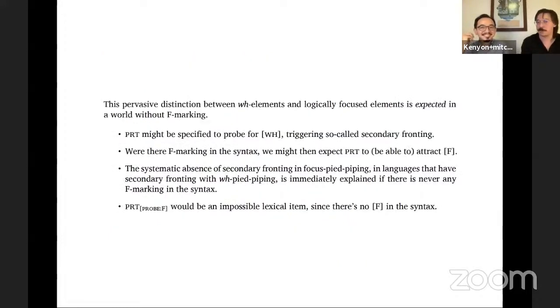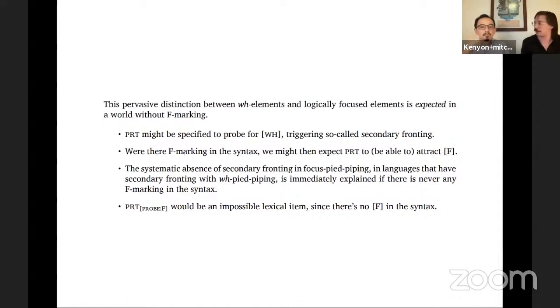So this pervasive distinction between WH elements and logically focused elements is exactly the sort of thing that we would expect in a world without F marking, where there is no F feature in the syntax. Particles might be specified to probe for a WH feature, an inherent property of certain lexical items, triggering so-called secondary fronting. Were there F marking in the syntax, we might just as well expect there to be languages where the particle is able to attract something that is F marked, giving you secondary fronting in these cases, but you don't.